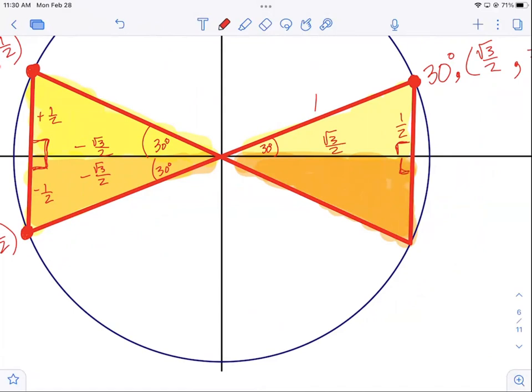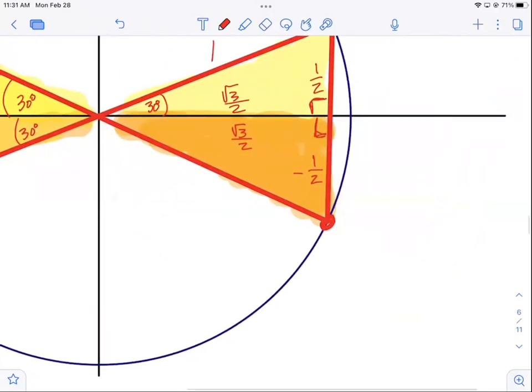Now the side lengths are the same because it is congruent. So this is the square root of 3 over 2, and this is 1/2. But to get to this point on the circle, I have to go right, which is positive, and down, which is negative. So this ordered pair is square root of 3 halves, comma, negative 1/2.